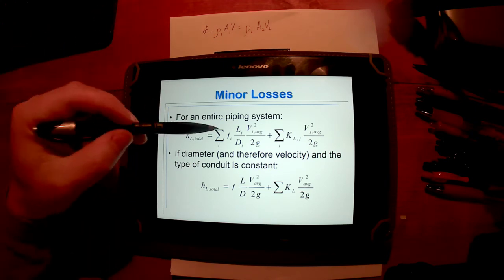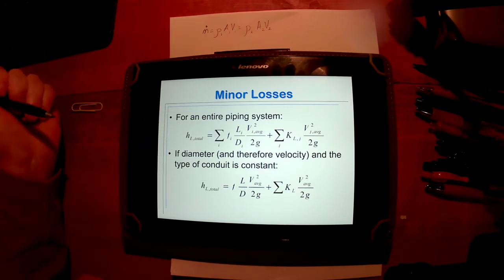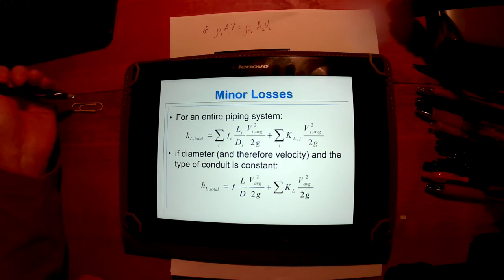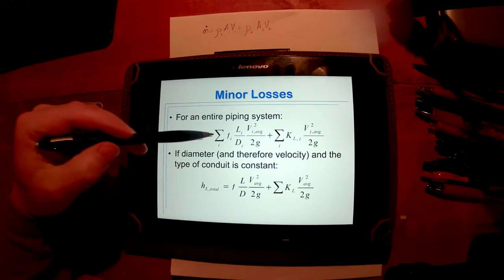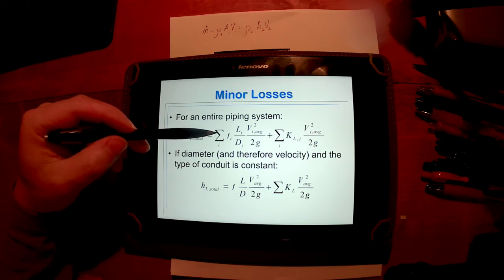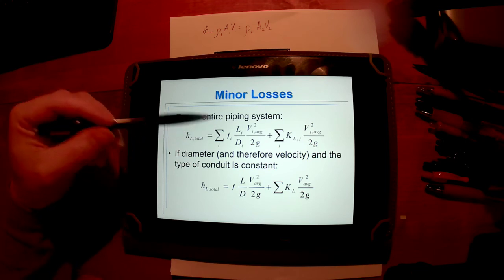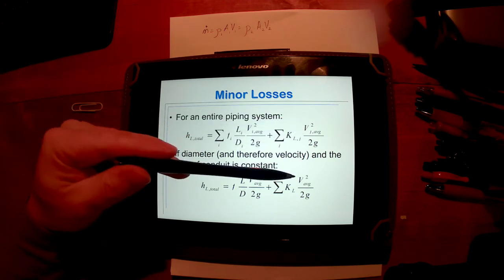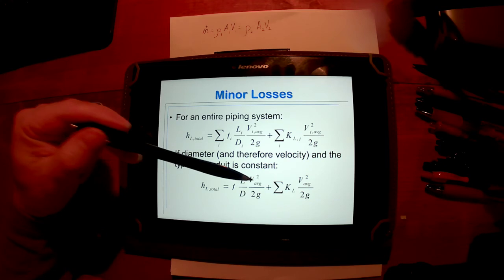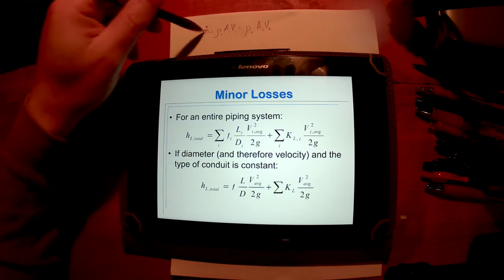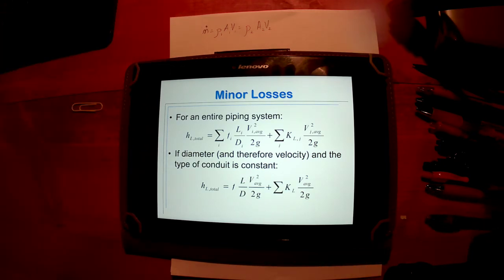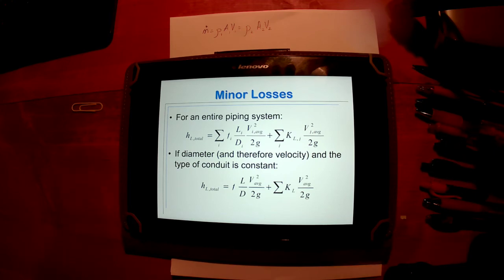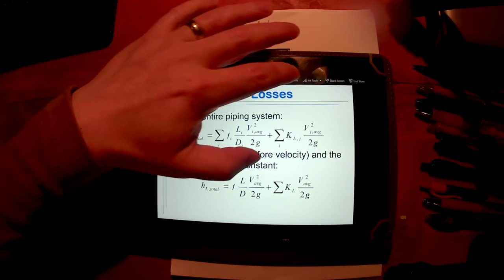And if that's the case, then this expression here simplifies to that one there, to where I don't have to do a large summation. I don't have to add up the major loss for every section of pipe at different diameters. I don't have to add up the minor loss with all these different speeds. It's just the same speed. I can just find the average speed based on the conservation of mass throughout the piping system.